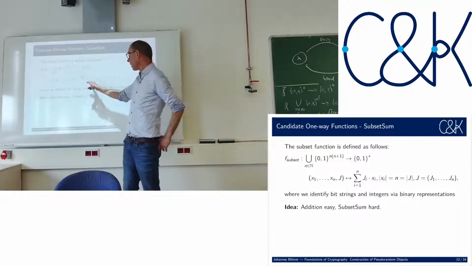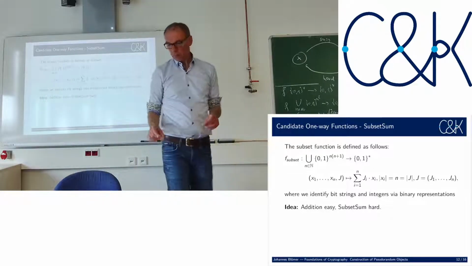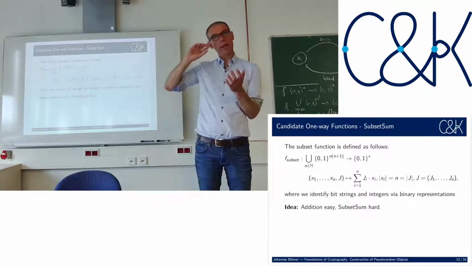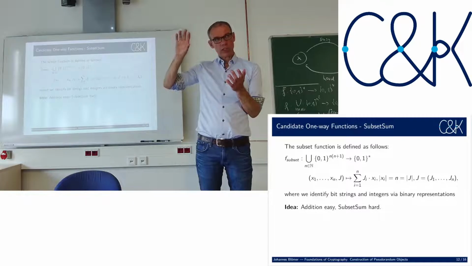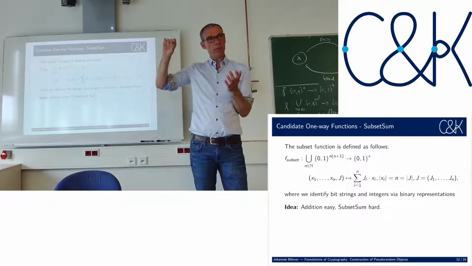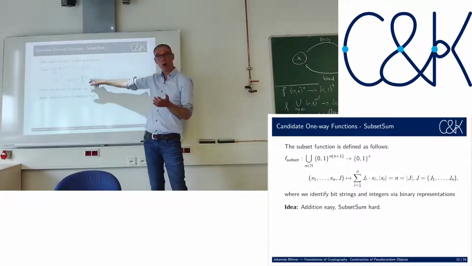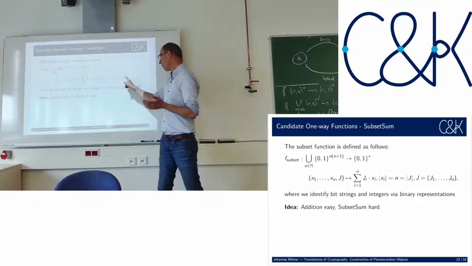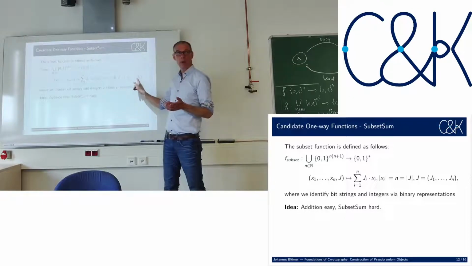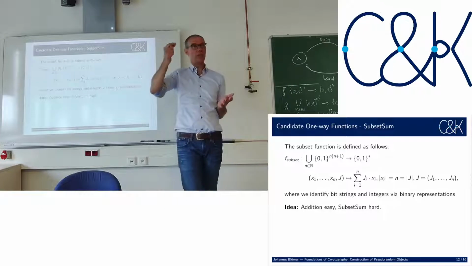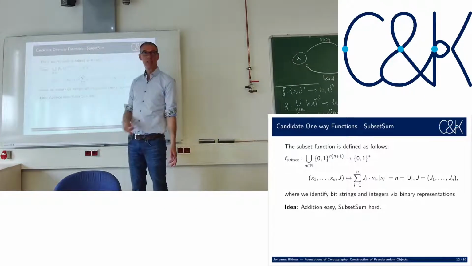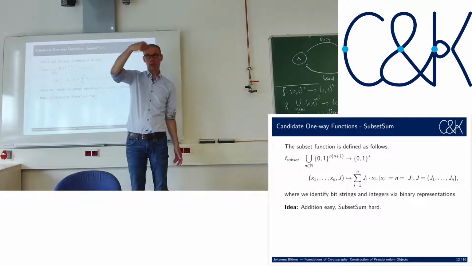So what that means is from the integers x1 through xn, I pick those whose index corresponds to index 1 in J. So this J, you can identify with a subset of the indices 1 through n, namely those indices where ji is 1. And you just add up those xi's that are included in the subset corresponding to J.